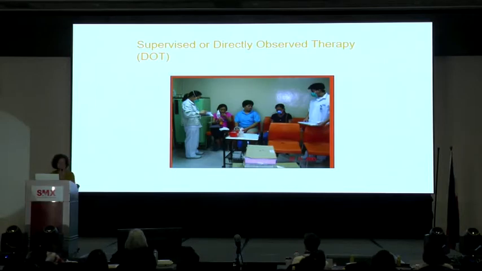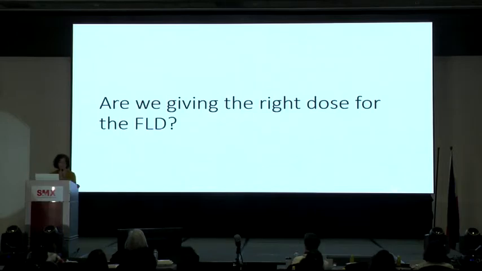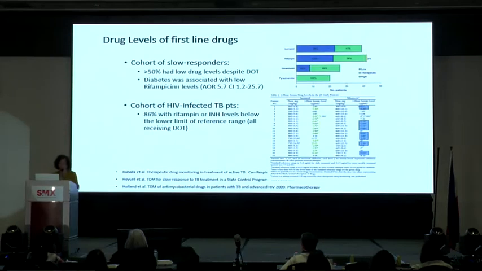So before I go to the MDR-TB, I'll just go through the optimization of our HRZ. Are we giving the right dose? Data has shown that drug levels for our first-line drugs, this is data for rifampicin, shows that for a cohort of slow responders, more than 50% of the drug levels, despite DOT, have been low, especially among diabetics and amongst HIV-infected patients. So 86% with rifampicin or INH levels were below the lower limit of the reference range.